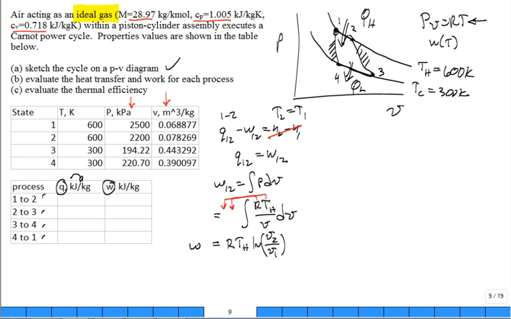All right, so the work 1 to 2, I have the specific volumes right there. The only thing is the student after the 9 o'clock says, well, how'd you get that R? How do you get that R? R bar, 8.314, divided by the molar mass for air. All right.